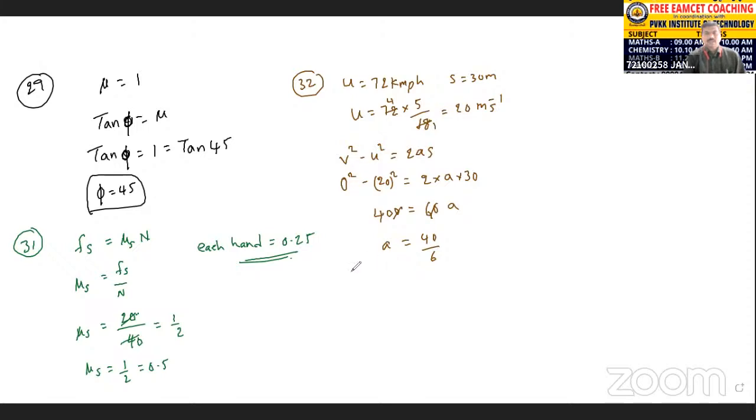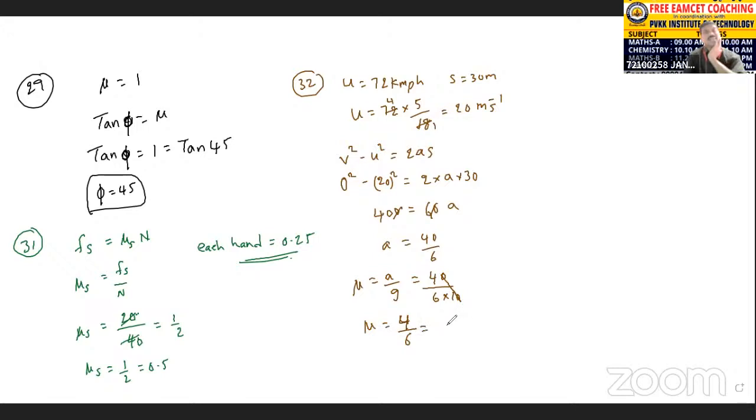Actually, what do we have to find out? The coefficient of friction, right. Mu is equal to what is the formula? Mu is equal to a by g. A value is 40 by 6, by g, which is 10. These two get cancelled. So mu is equal to 4 by 6.